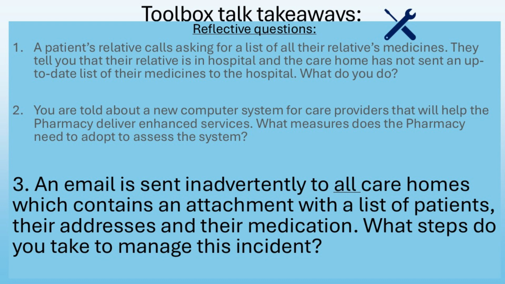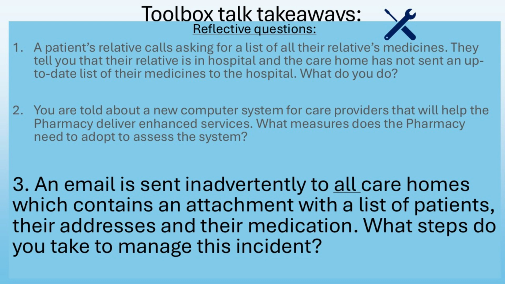The third question concerns if an email is inadvertently sent to all care homes and it contains a list of patients and patient information. What steps would the pharmacy need to take? This would need to be raised as an incident following the procedures set out on the incident template. The priority would be to assess the impact and any potential risks and to manage these. This will include assessing whether the data is personal data or special category data, that is, health data.